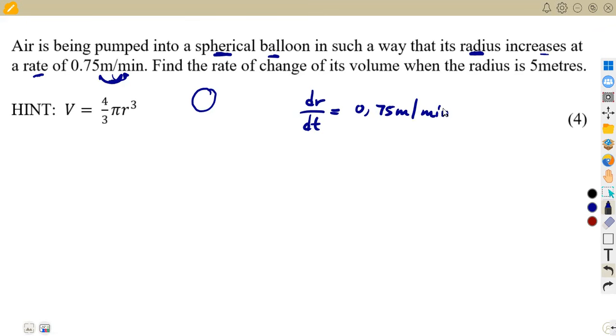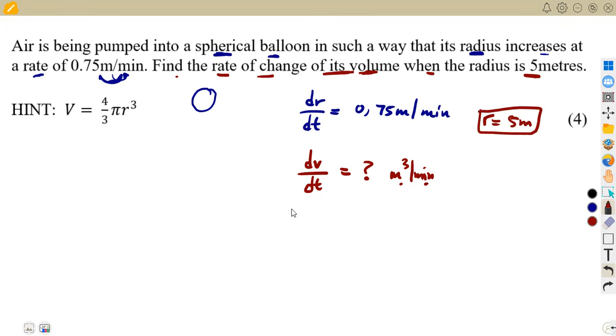Use the information that you have. Now the question is, find the rate of change of its volume. The rate of change of the volume is with respect to time, definitely. So we do not know this, but what we know is this is going to be in cubic meters per minute. Remember, volume, cubic units per time. When the radius is 5 meters, find the rate of change of volume.